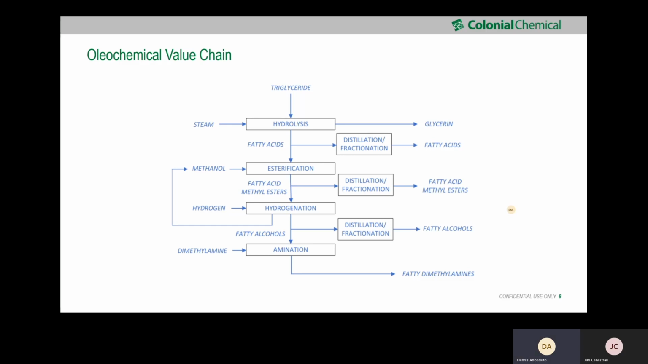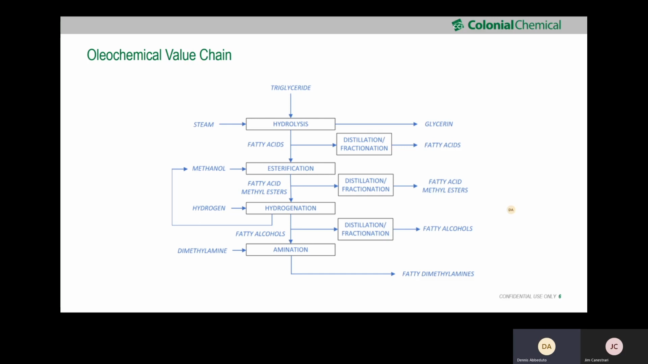Next step, we can hydrogenate further from the methyl ester to produce a fatty alcohol. And those fatty alcohols, again, are typically distilled and fractionated. Things like cetyl alcohol and other fatty alcohols are produced in this way. And then in the final step, we can react the fatty alcohol with dimethylamine, which is itself a reaction product of ammonia and methanol, and produce the fatty dimethylamine, which is a tertiary amine.